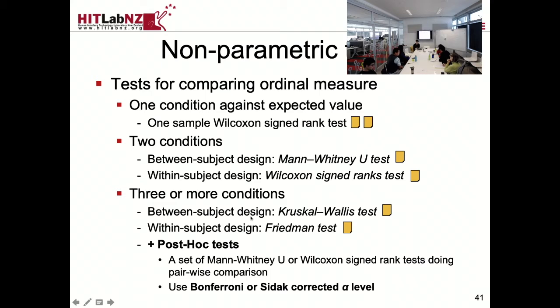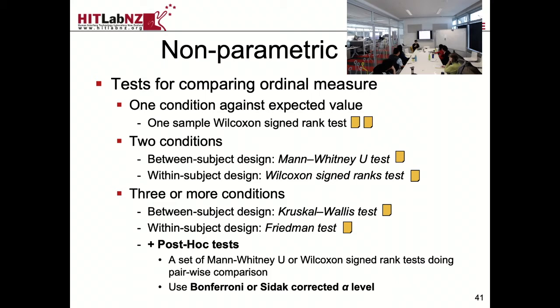But we don't use ANOVA in this case, because ANOVA works with a parametric test, and this is non-parametric. So the matched statistics are: when you have a between-subject test, then the Kruskal-Wallis test will be required. And if you go with a within-subject test with three or more conditions, then the Friedman test will be required.